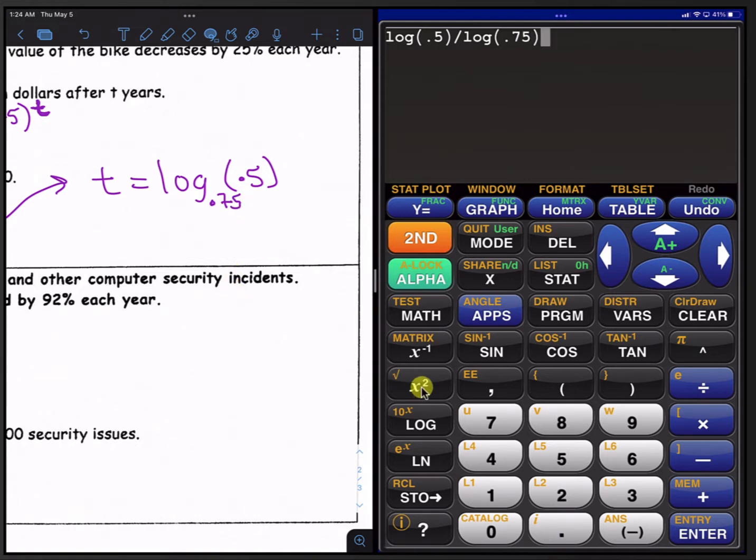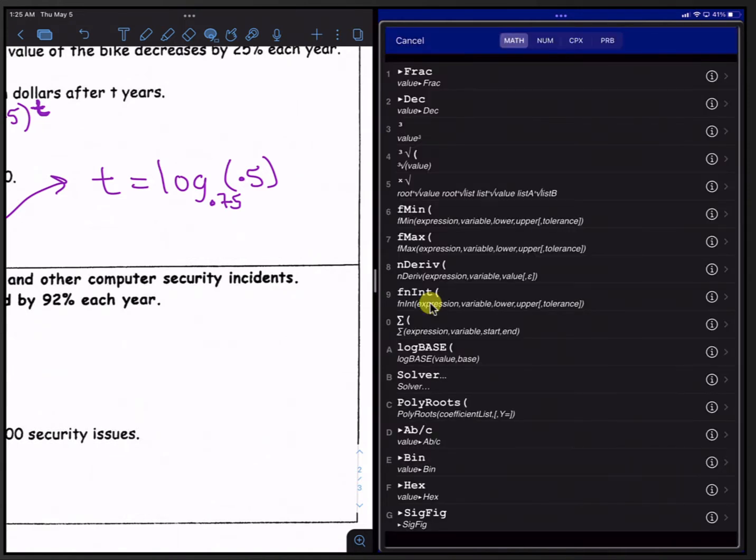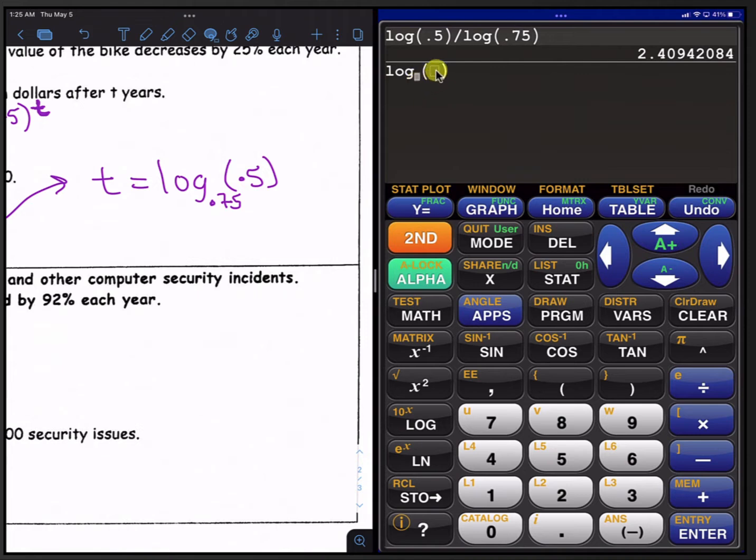All right, and I'm just using this log button right here. Press enter and you have your answer. Now the second way is to go into the math menu. So press this math button and then go down to where it says log base, which is right here. And then you can type in the base and the other number. So the base is 0.75, and then type in the other number, which is 0.5, and press enter. And you see you have the exact same answer. So whichever one is more convenient for you.